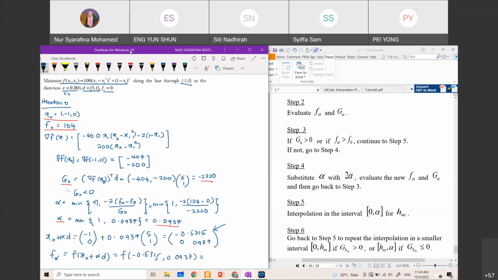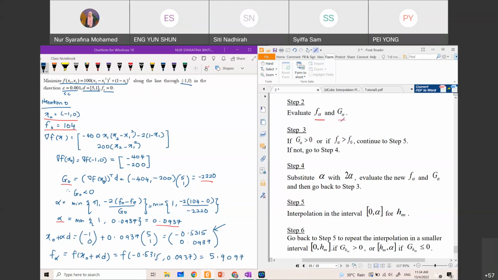And you will have your f alpha equals to 5.9097. Okay, I use my value first. If there is a mistake after this, you can check. This is just for explanation. I hope there is no mistake. Okay, so now we are done with f alpha.